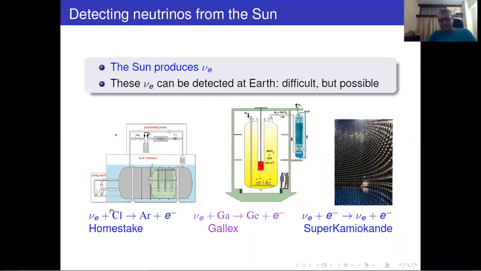Neutrinos from the sun, when they interact with chlorine nucleus, would give you argon nucleus and an electron. But you can't see the electron. The argon nuclei are radioactive, but they have a certain lifetime of the order of a few weeks or so. So this tank used to be emptied, I think, every month or so, and the number of argon atoms were counted.